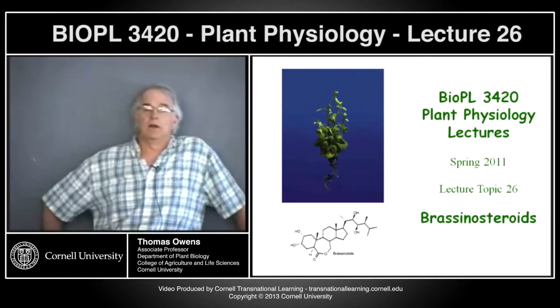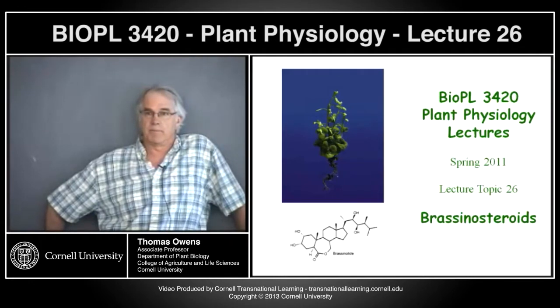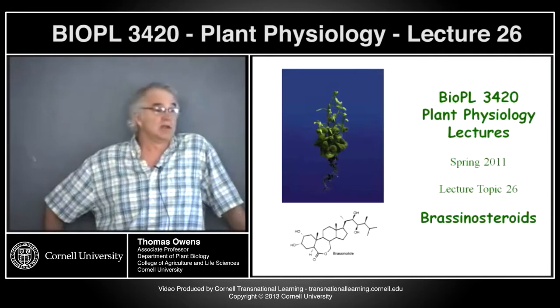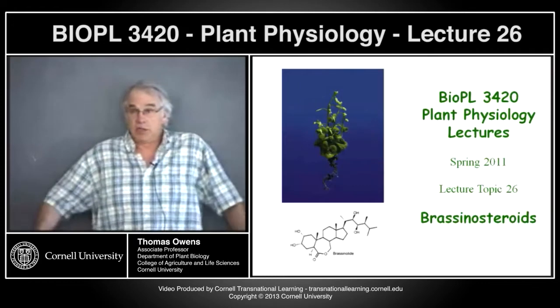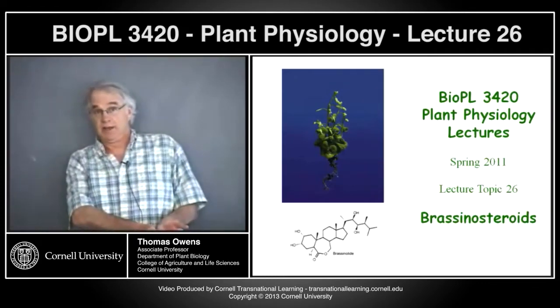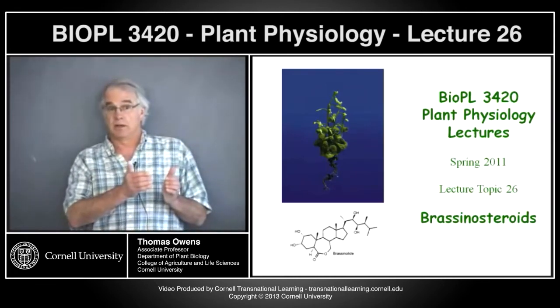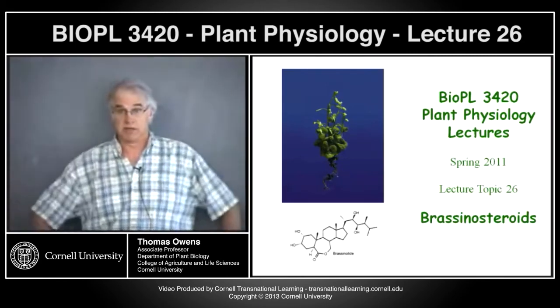Okay, why is this important? Why should we care whether steroids are present in prokaryotes or not? It's the E word, guys. Evolution, right? So if steroids are present in prokaryotes, what does that tell us? That the eukaryotes probably inherited them from common ancestors, and even more importantly, common ancestors that were there before plants and animals diverged from each other.